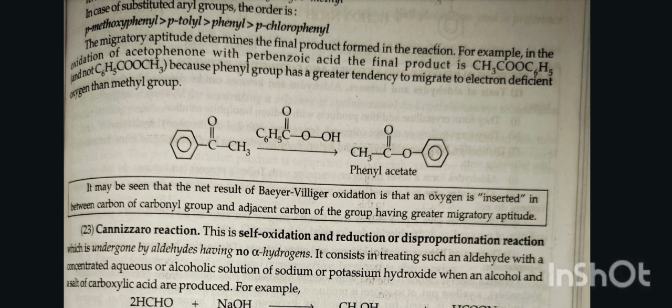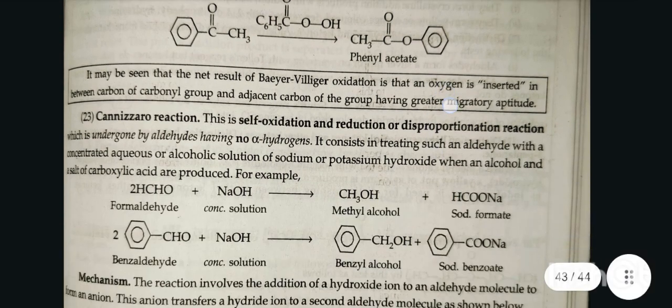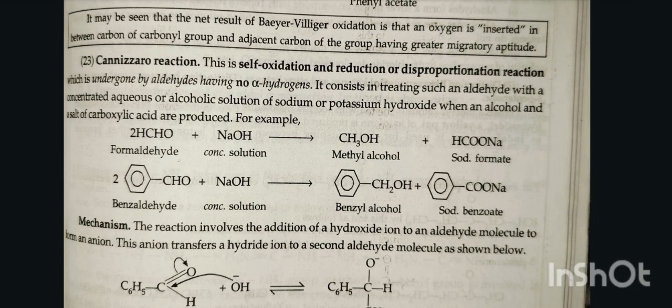For example, in the oxidation of acetophenone with perbenzoic acid, the final product is CH3COOC6H5 and not C6H5COOCH3, because the phenyl group has a greater tendency to migrate to the electron deficient oxygen than a methyl group. It may be seen that the net result of Baeyer-Villiger oxidation is that one oxygen is inserted in between the carbonyl carbon and the carbon of the group having greater migratory aptitude.